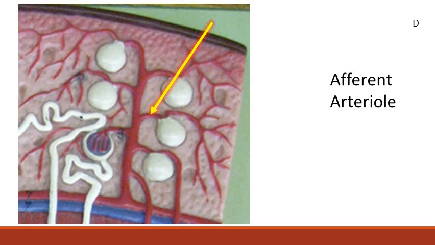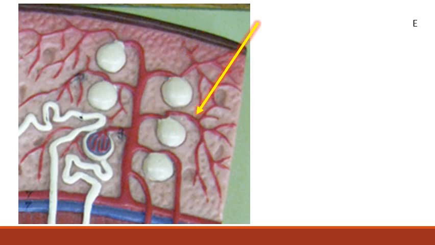All right, so we're going to look at the afferent arteriole and efferent arteriole. Remember, afferent is going to be going to a structure, so it is going to the glomerulus here, and then we're going to have the efferent. The efferent arteriole then is going to be going away from the glomerulus.